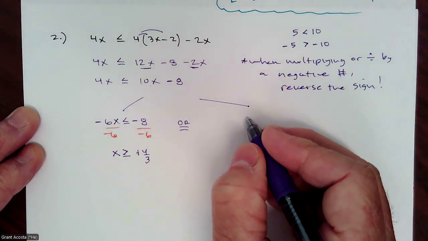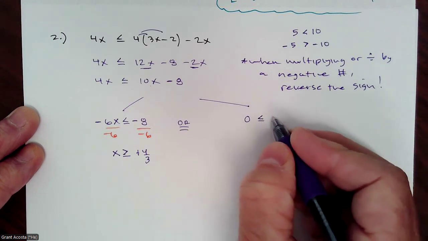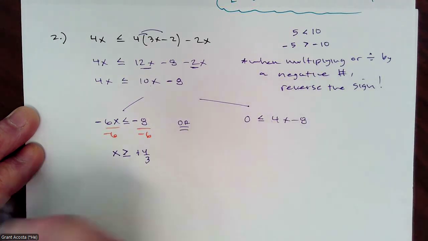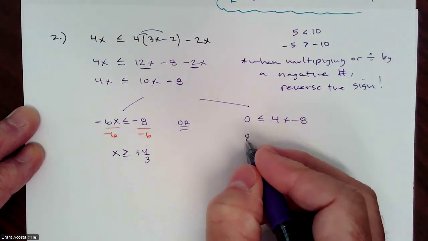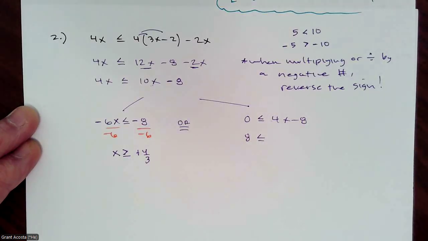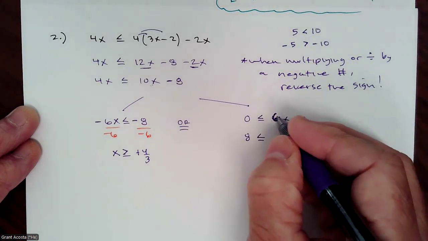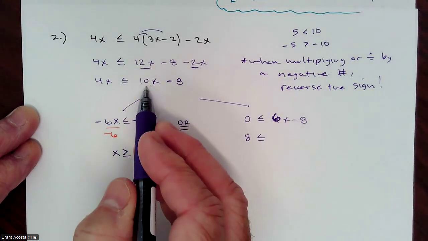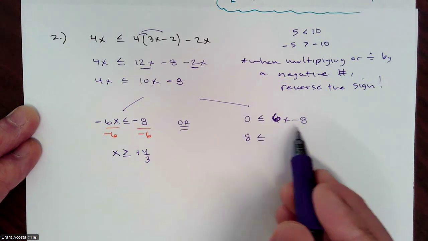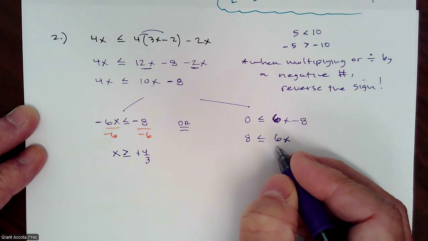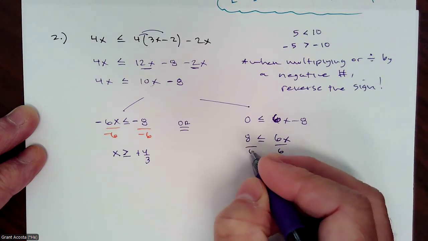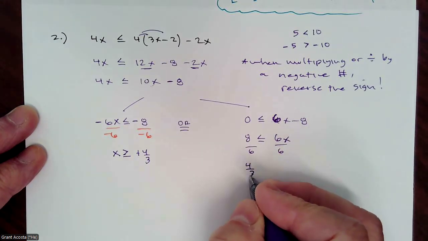So that would leave me with 0 less than or equal to 4x minus 8. I just subtracted the 4x. I can add the 8 over to this side. This would be 6x. My goodness. Okay. I subtracted 4x from 10x to get 6x. I'm going to add the 8 over to the other side, and then I'm going to divide. Notice I'm dividing by +6, so the sign is preserved.